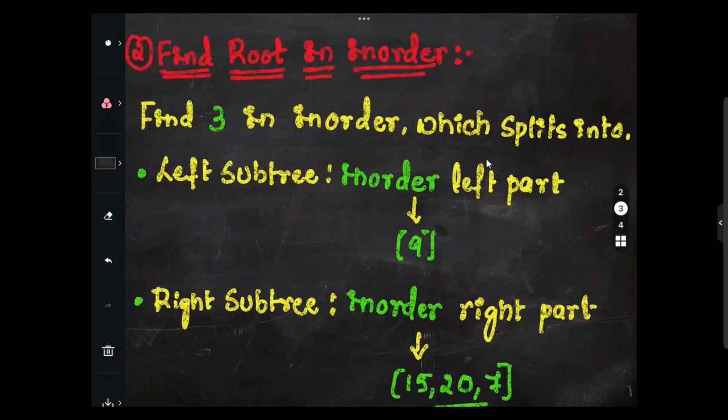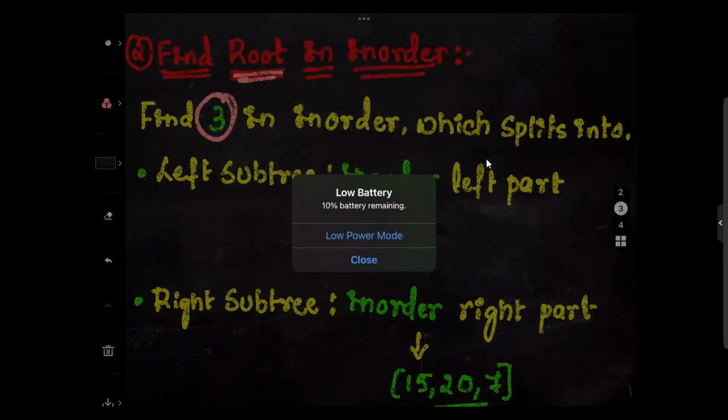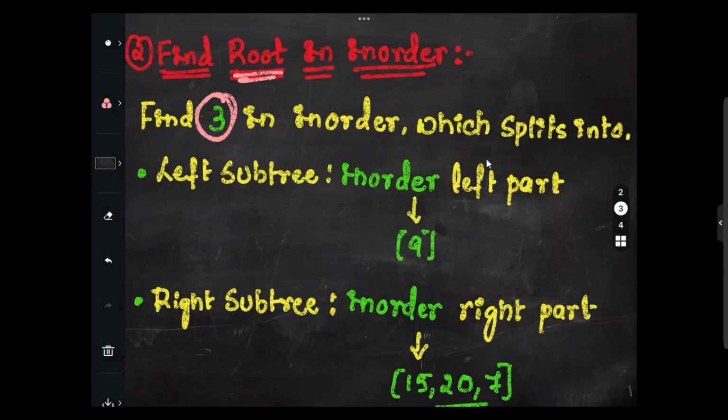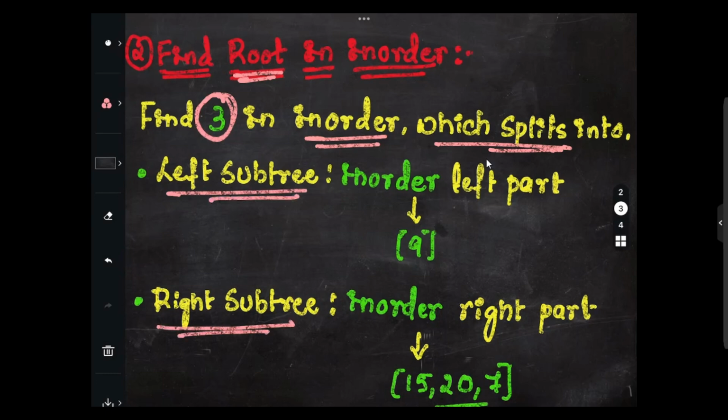Let's move on with the second step. We have to find the root in the in-order as well, right? So we have to find 3. We already have the root 3 from the pre-order. So we have to find 3 in the in-order, which splits it into the left subtree and the right subtree. We are speaking of in-order here.